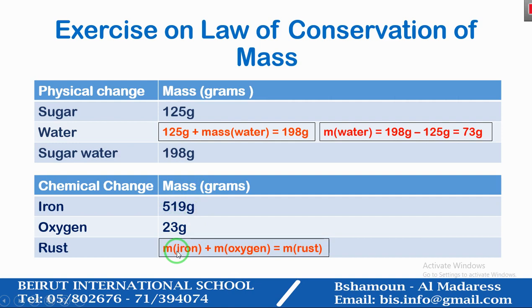So the mass of the iron plus the mass of the oxygen equal the mass of the rust. So the mass of the rust equals 519 plus 23 equals 542 grams. And here also we have proven the law of conservation of mass.